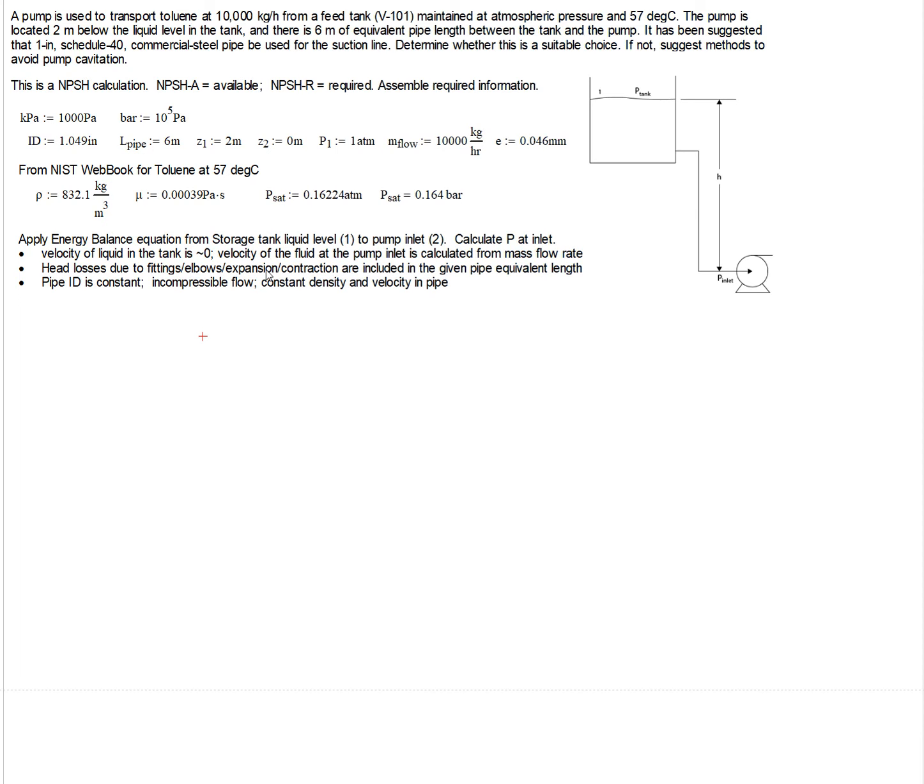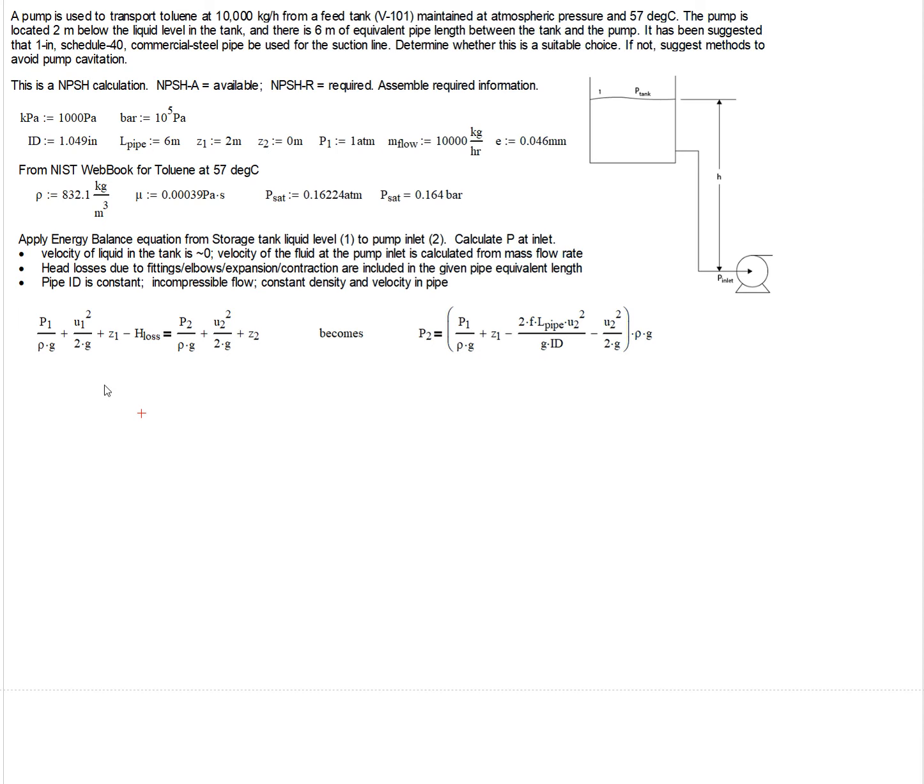The head losses due to the fittings and the friction are all included in the equivalent length. We were given the equivalent length as 6 meters, so we don't have to calculate those separately. Note that the pipe inner diameter is constant. We are also dealing with a liquid, and so it is steady incompressible flow, with constant density and constant velocity in the pipe. And so we take those assumptions and run them through the Bernoulli equation.